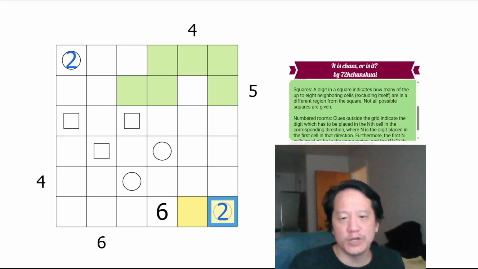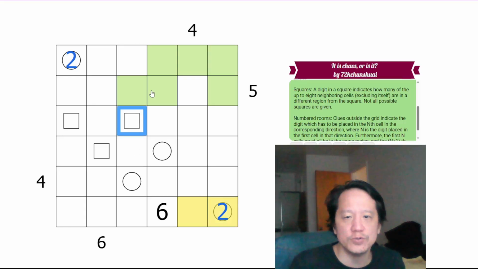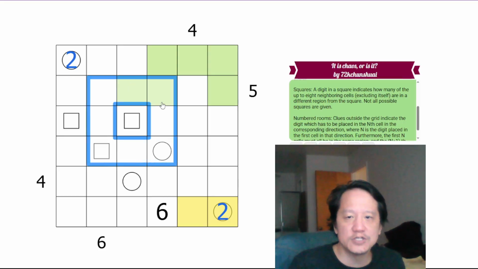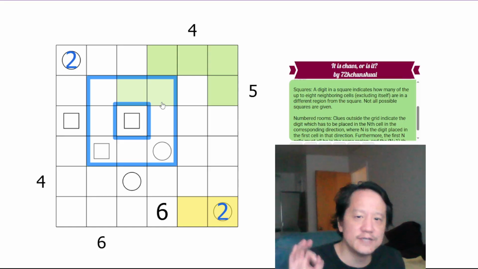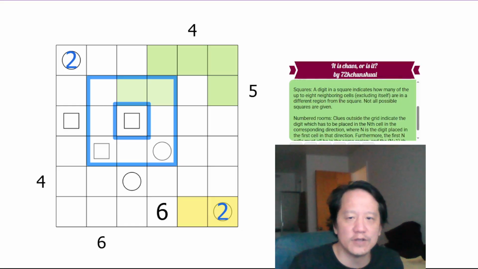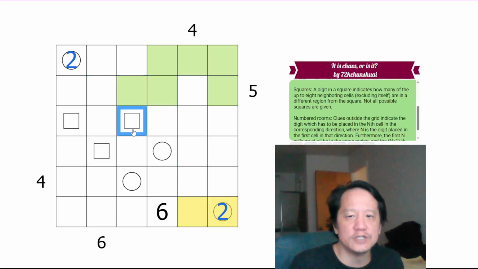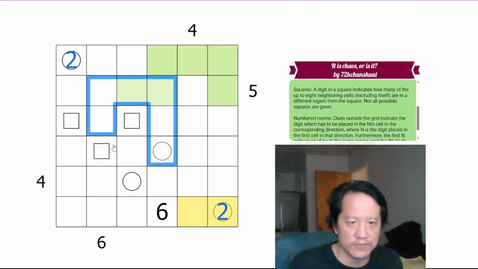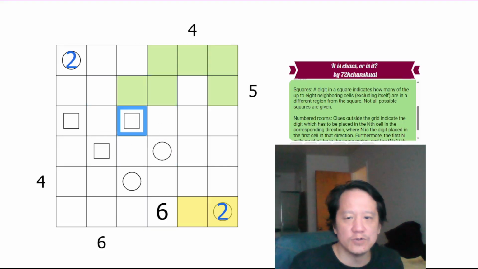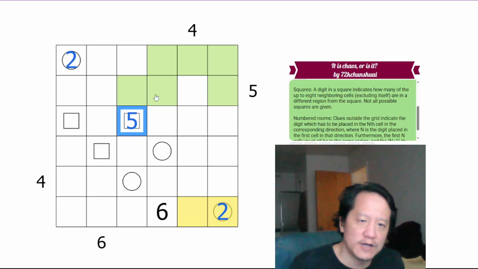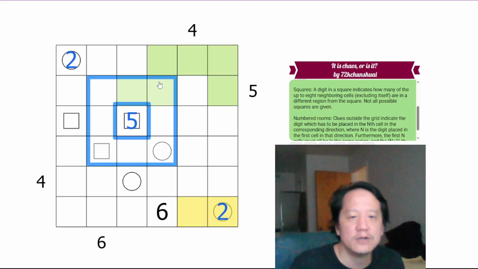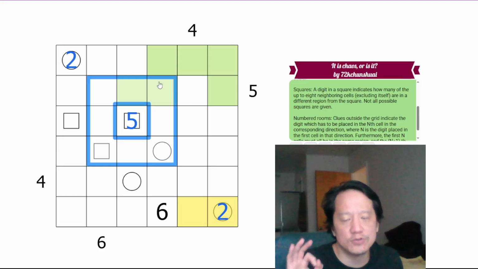For squares, a digit in a square indicates how many of the up to 8 neighboring cells, excluding itself, are in a different region from the square, and not all possible squares are given. So for a digit in a square, it indicates how many of the 8 neighbors are in a different region from the square. So if this were, say, 5, that means 5 of the cells surrounding the square would be in different regions.